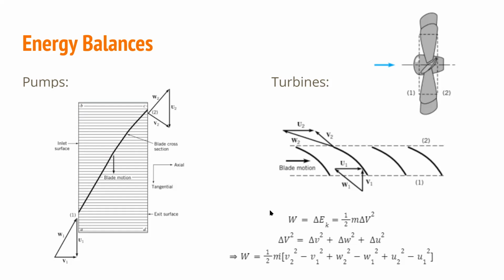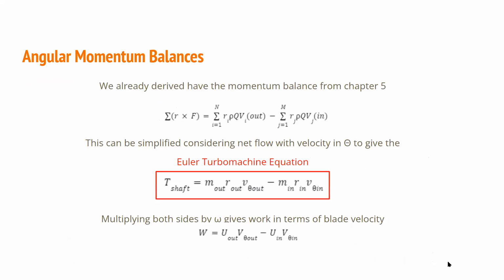We can do a very simple energy balance to get the work done. We have the change in kinetic energy, which is 1/2 the mass flow rate times the change in the velocity squared. The change in velocity squared here is the sum of the change in velocity squared of each of the components of the velocity triangle, which gives us this formula at the bottom for work done by a turbine or pump. We can also look at it from an angular momentum balance perspective.